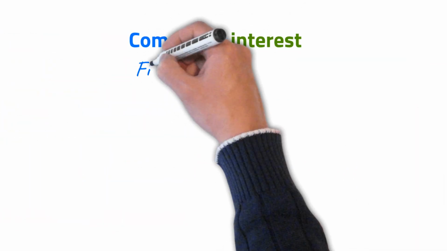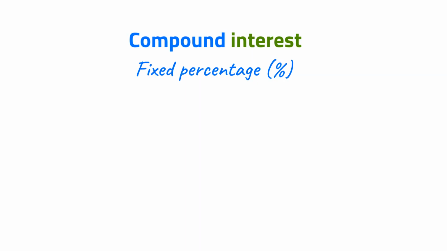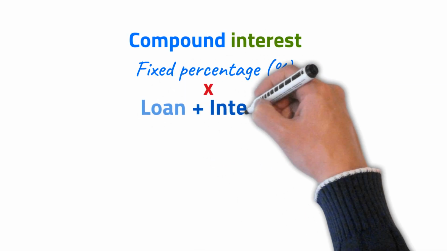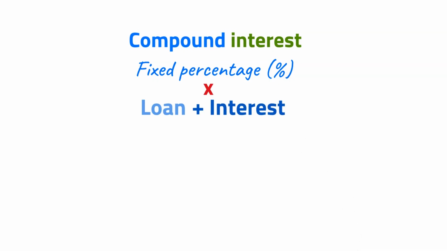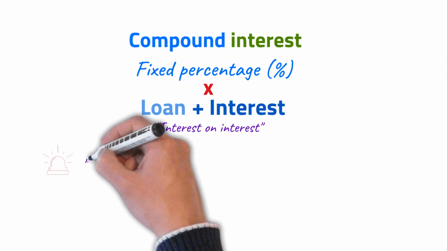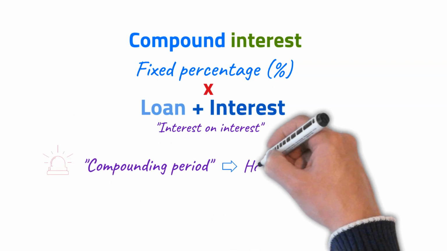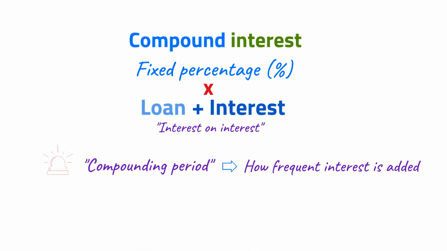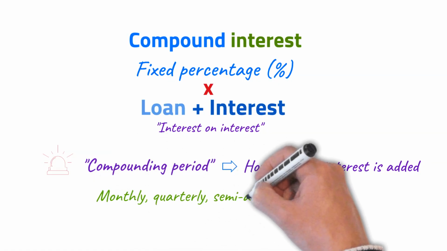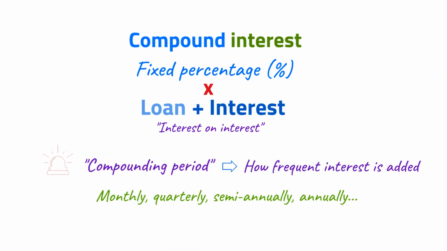Another type of interest is a compound interest. The interest rate is fixed again, let's say 12% per year, but the interest payment is calculated on the principal plus accumulated interest from previous periods, as an interest on interest. Here, the compounding period is important. That means how often you calculate the compounding part. It can be monthly, quarterly, every 6 months, annually.